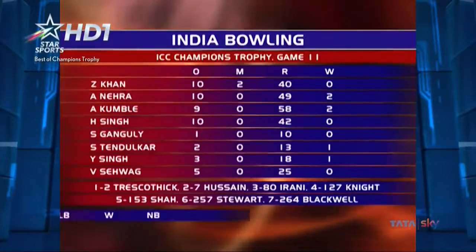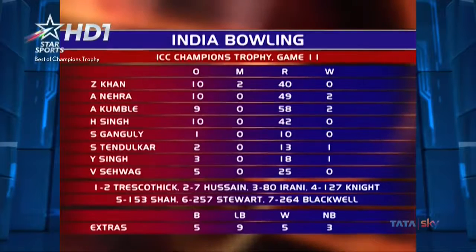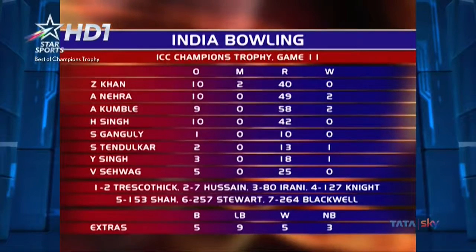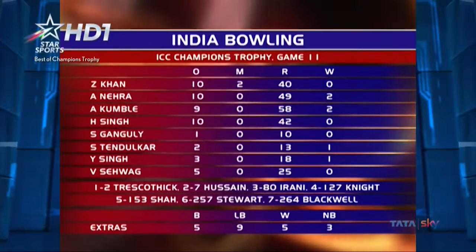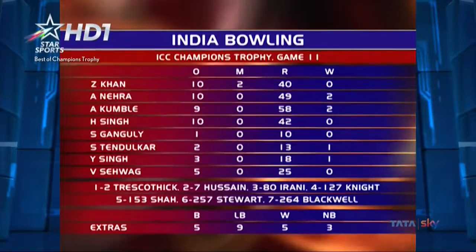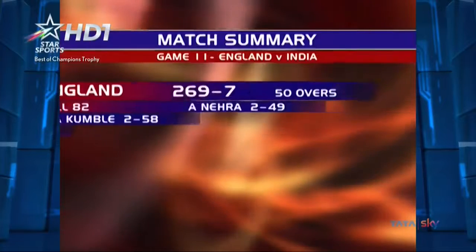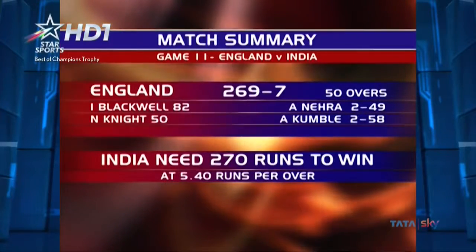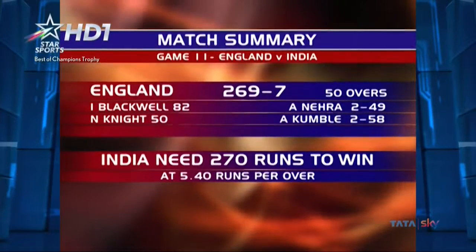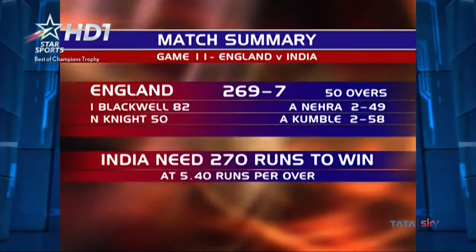As far as the bowling's concerned, well, there's a couple of bowlers there with 2 wickets, Nehra and Kumble. Overall, it was competent, and certainly early on, it was very impressive, because England certainly struggled, and they never really recovered from that. So there we are, that's the situation. 269 for 7 off their 50 overs. India needing 270 to win at 5.4 runs per over.